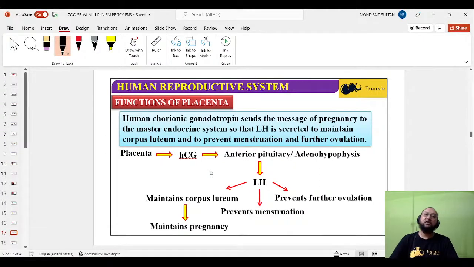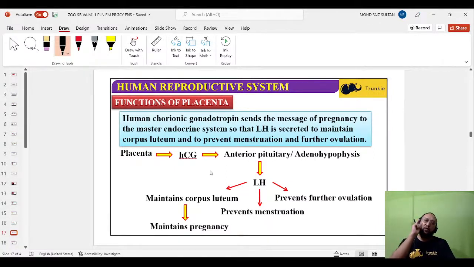Now, human chorionic gonadotropin sends the message of pregnancy to the master endocrine system, so that LH is secreted to maintain the corpus luteum and to prevent menstruation. Try to understand this point. This is a very important point.